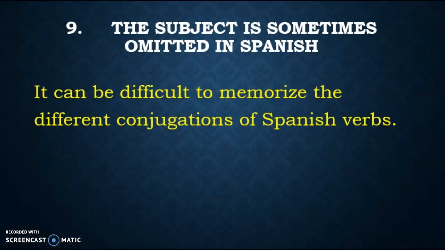The other one is the subject is sometimes omitted in Spanish. It can be difficult to memorize the different conjugations of Spanish verbs. However, when you understand how each conjugated form is applied, it is possible for you to omit the subject when you are speaking because you are going to understand very well the idea.